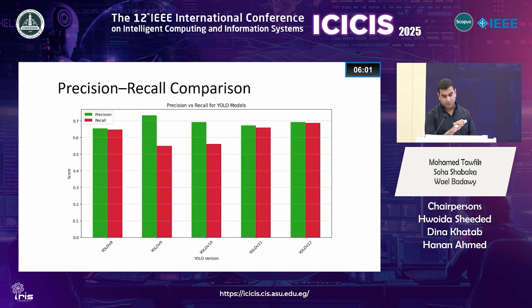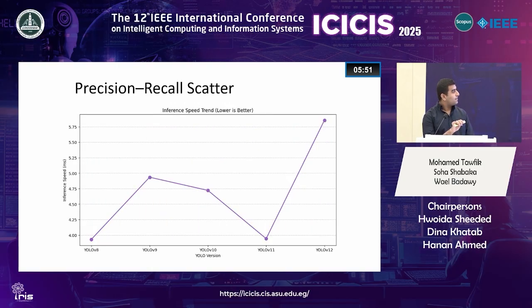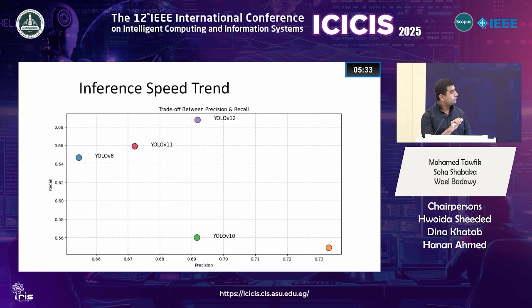This is also a comparison between precision and recall. As you can see, YOLO version 9 achieved the highest precision. And this is inference speed, the speed of each model for detecting each image. YOLO version 11 achieved the best time to detect an image. And this is a trade-off between precision and recall for every version used.